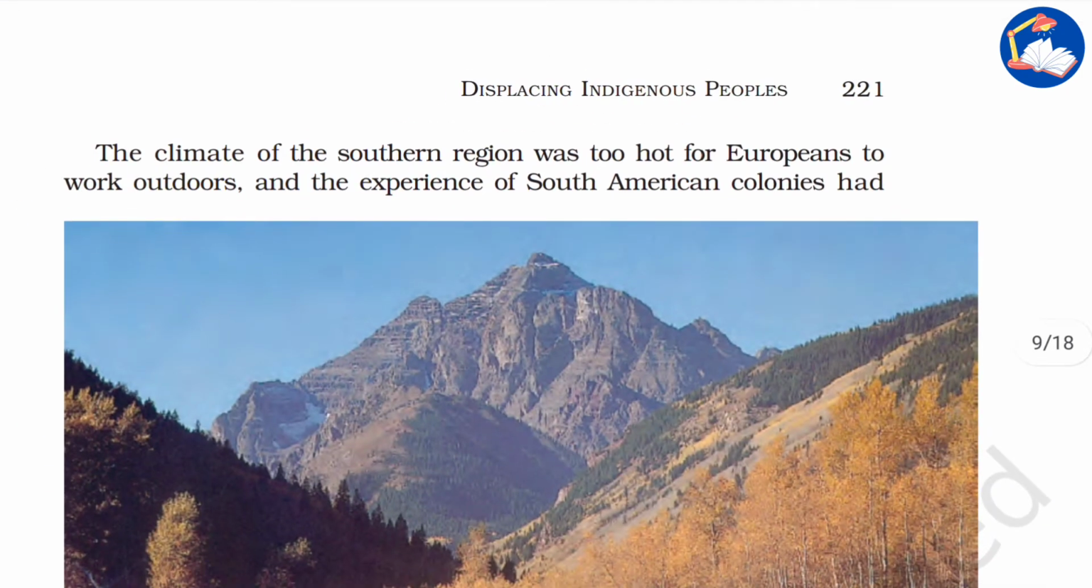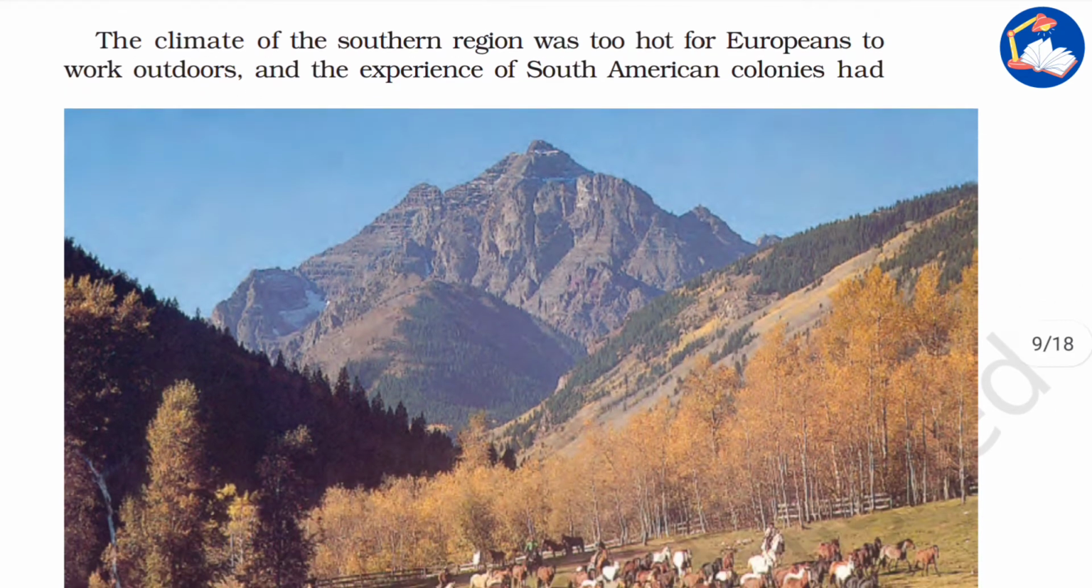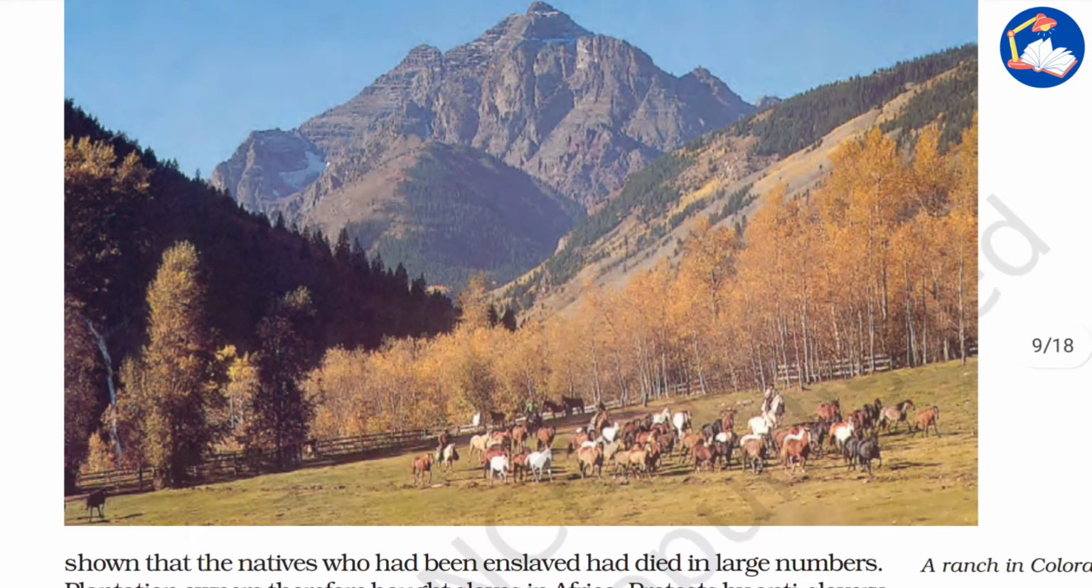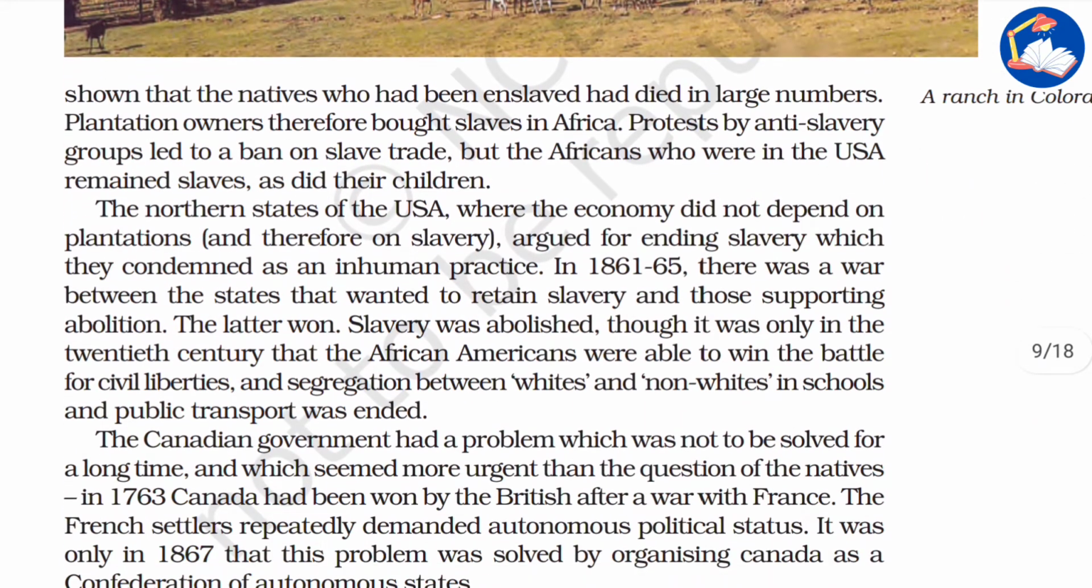They thought they could not be safe without killing them. And barbed wire, the invention of barbed wire, made them safe. Okay, and in the northern states of USA, where the economy did not depend on plantations, there was actually a lot of slavery happening, and anti-slavery groups were also there trying to ban the slave trade.